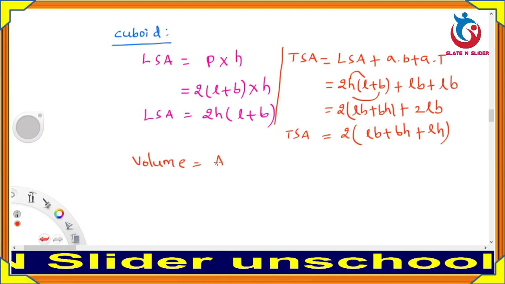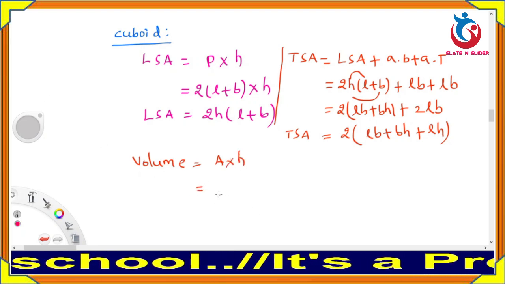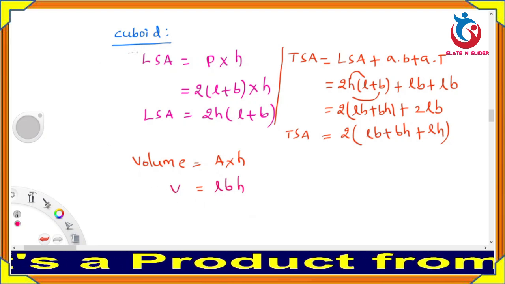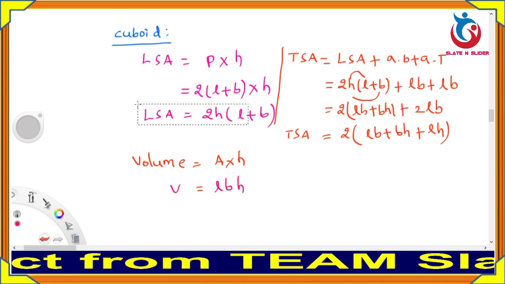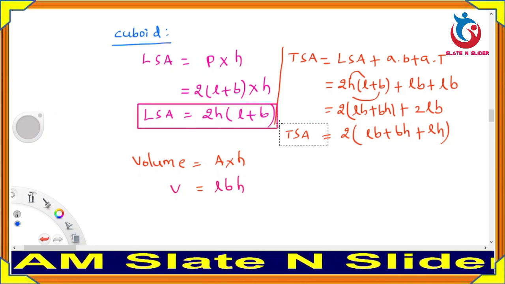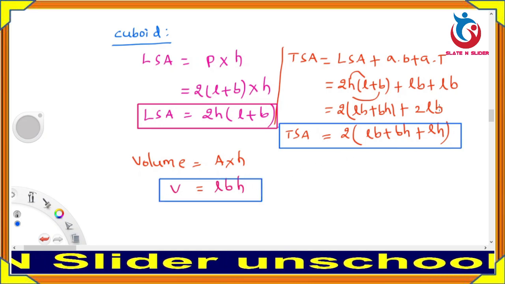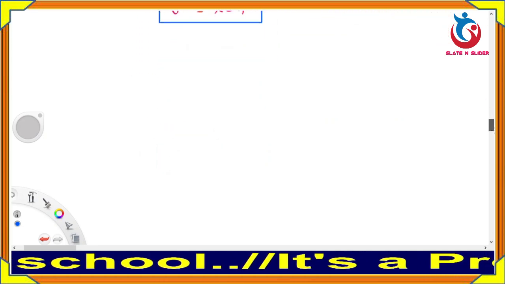And we will write the volume. Volume is equal to area of the base into height. So area is equal to L into B into H. So that is volume. So we will write the 3 formulas in a box. For the cube and the cylinder also we can write.